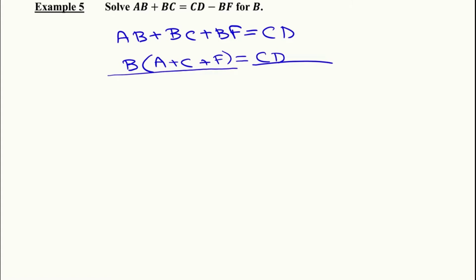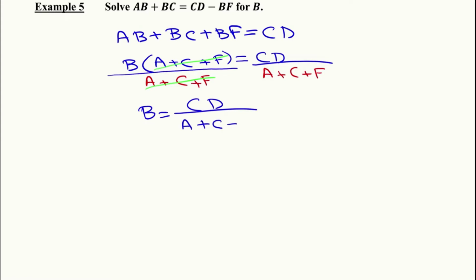So we're going to divide both sides by a plus c plus f, and now these will cancel out and we end up with b equals cd over (a plus c plus f). All right, and that should do it for that one. So easy one, but required a little bit of something that we didn't have to do in the previous ones, factoring. Try it on your own and then we'll go to the next one.